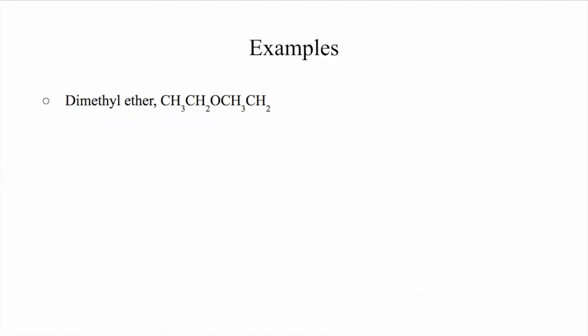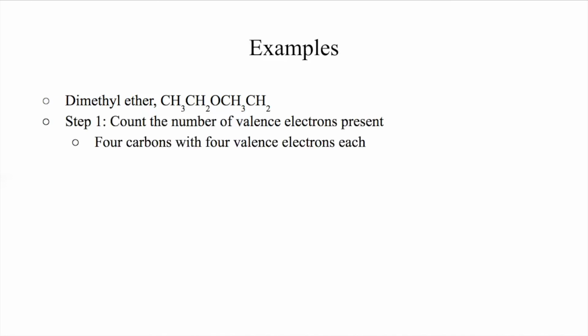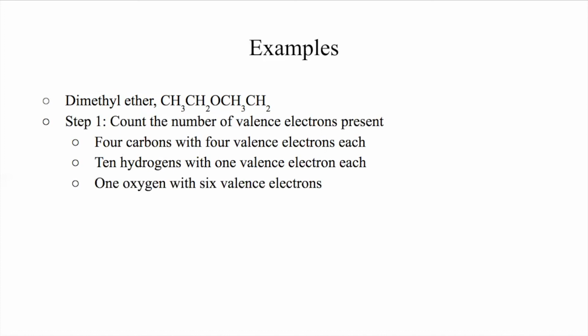The next molecule, dimethyl ether, CH3, CH2, O, CH2, CH3, has a few more atoms than the other ones we've looked at, but the concepts are still the same. First, we have to count the total number of valence electrons present in the molecule. There are 4 carbon atoms, each contributing 4 valence electrons, plus 10 hydrogen atoms with 1 electron each, plus 1 oxygen atom with 6 valence electrons. This all adds up to 32 valence electrons.